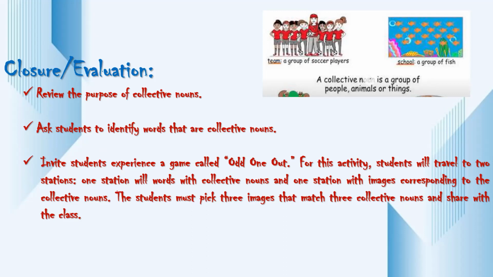Invite them to play a game called Odd One Out. For this activity, students will travel to two stations. You will have one station with collective nouns, and another station with the images without the words of the collective nouns. Their task is to grab three words from one station and three images from the other station. The images must connect with the collective nouns, and they share with the class.